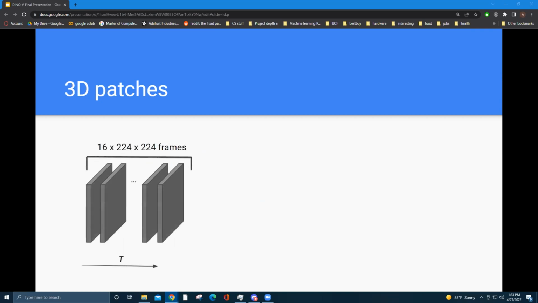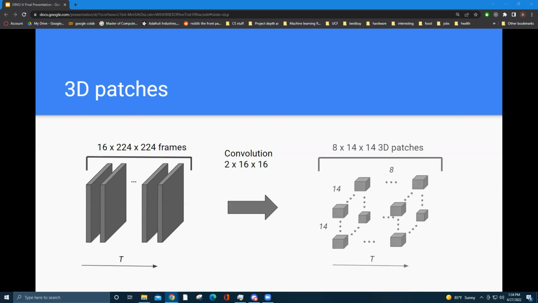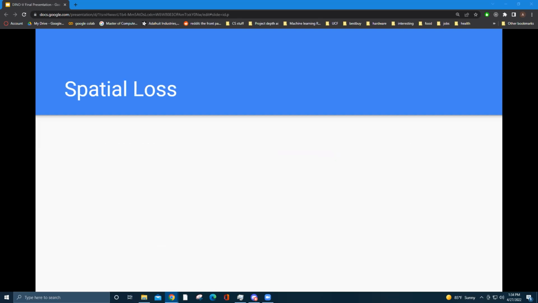In order to facilitate spatial temporal cropping, we construct 3D patches. How that's done is we get these 16 input frames where each frame is 224 by 224. We apply a 3D convolution, 2 by 16 by 16, on each pair of frames. And then we create this 8 by 14 by 14 3D patch for the input. So now I'm going to pass it over to Josh, who's going to talk about spatial loss.